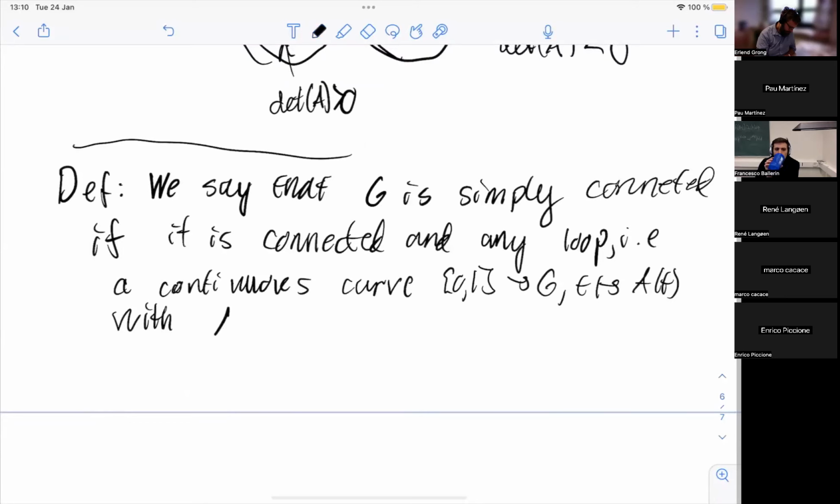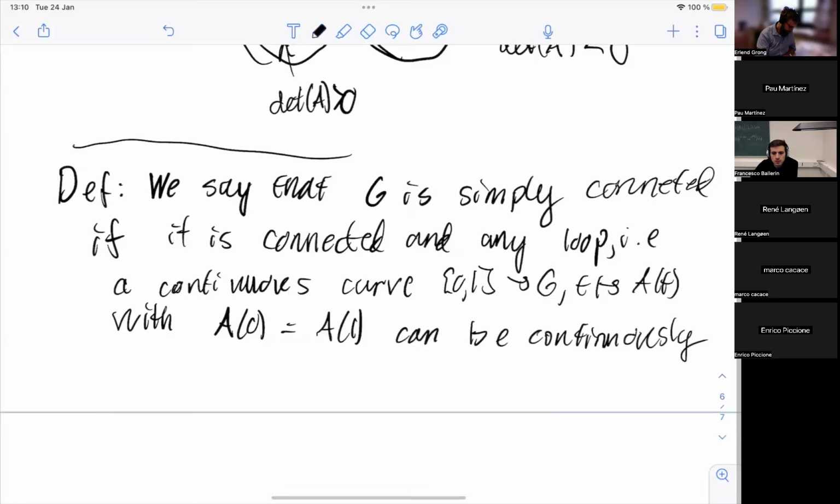With A0 equal to A1, can be continuously deformed to a point.